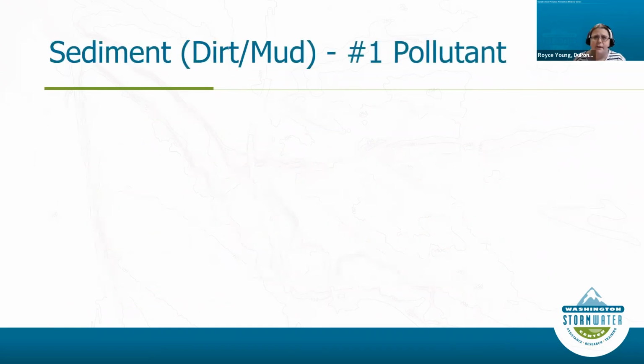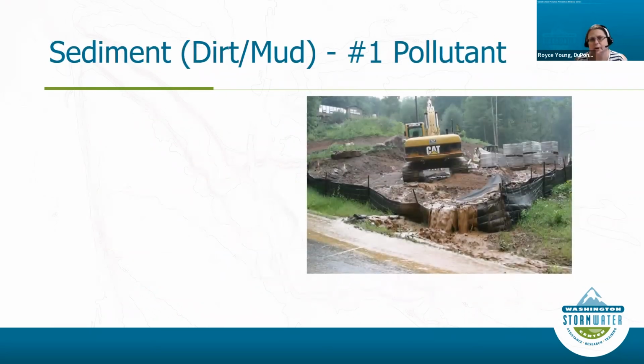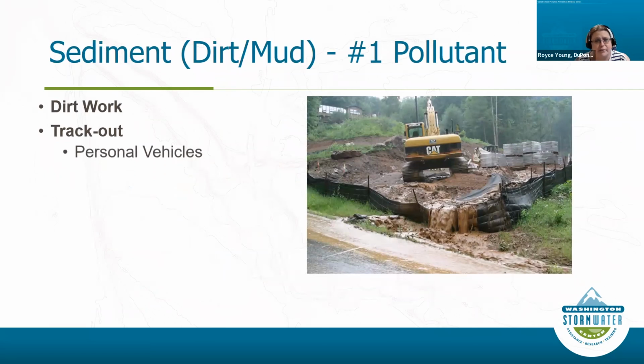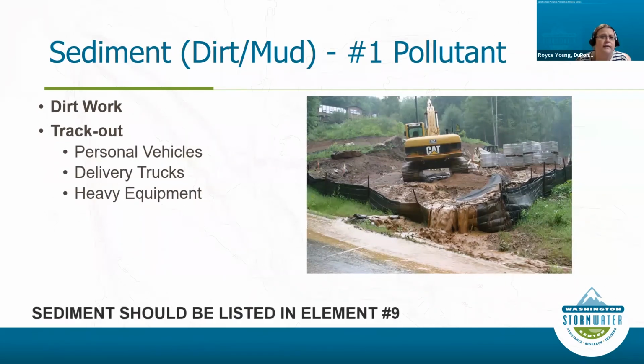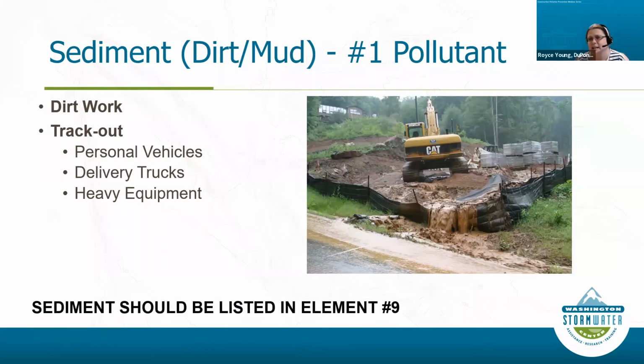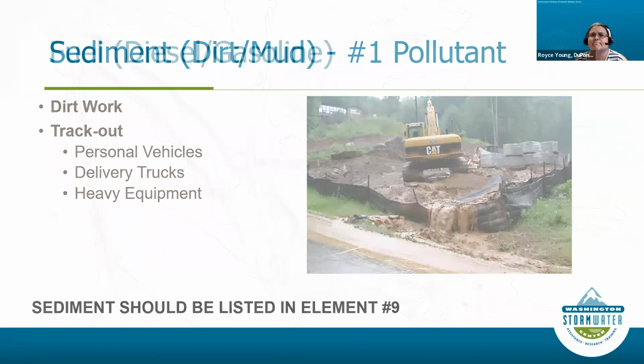So we'll go through these. Number 1 pollutant on a construction site, and this is even if you're just digging a small trench to install a water line for your air conditioner as you do a renovation on the inside, is sediment. That can come from dirt work, track out of personal vehicles, delivery trucks, heavy equipment. This should always be listed in element number 9.